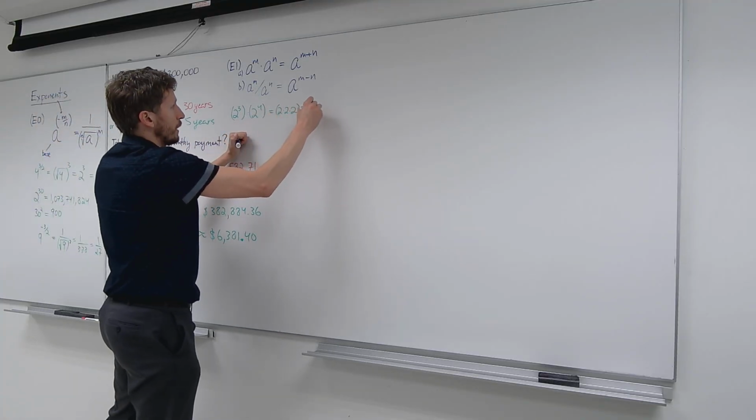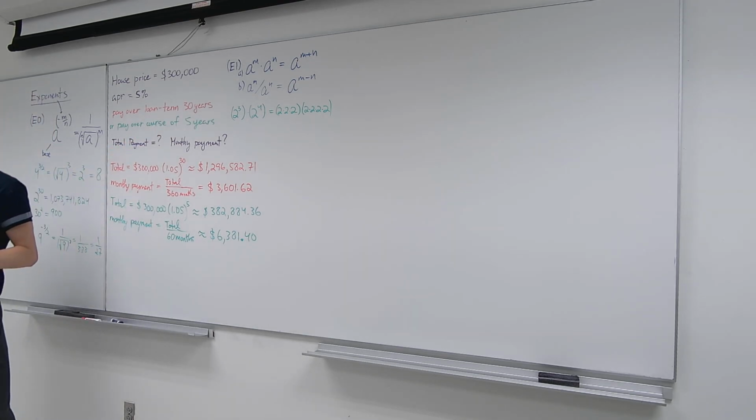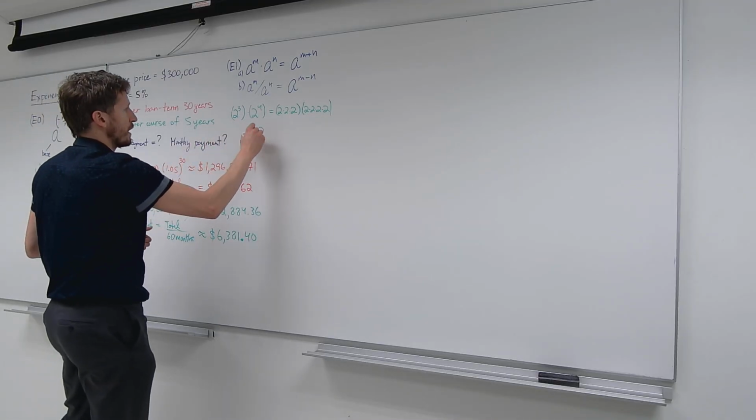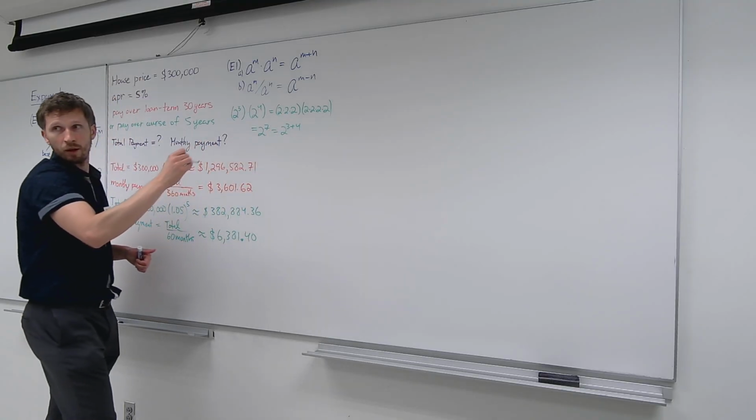How many 2's do y'all see in total there? 7. 3 plus 4. Get it? Because you have 3 of them there and 4 of them there, and it's plus. So it's equal to 2 to the 7, which is exactly 2 to the 3 plus 4. Cool, right? What about division?